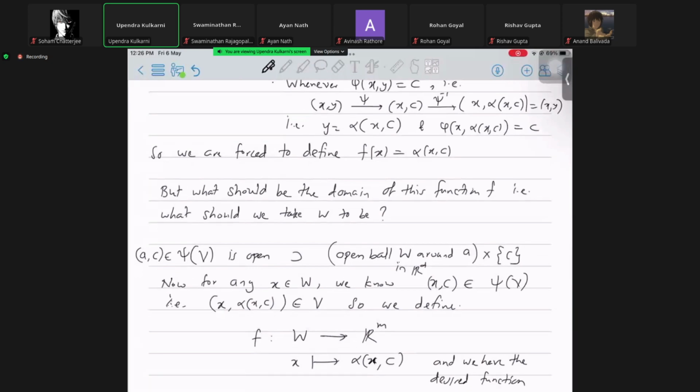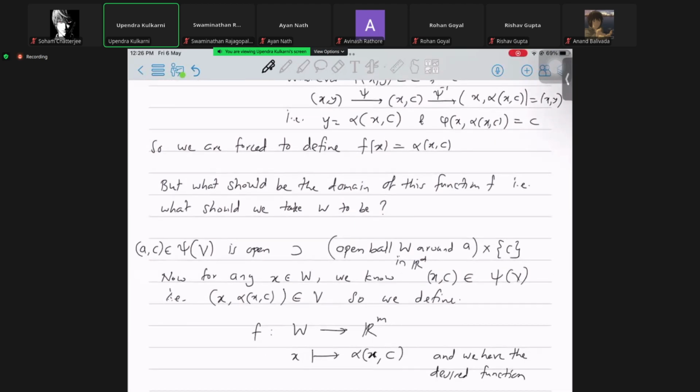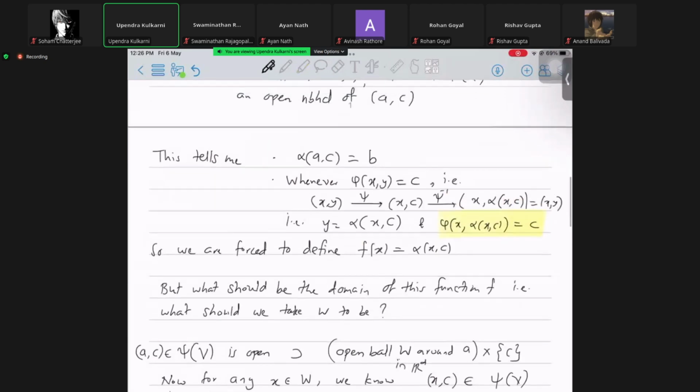Let us see carefully what we mean by desired. The reason why this is desired is because of that, right? Remember what I wanted? I wanted phi of (x, f of x) to be c, but this definition of f really ensures that. This is true for all x in an open set. So I have done that also. What else is left?